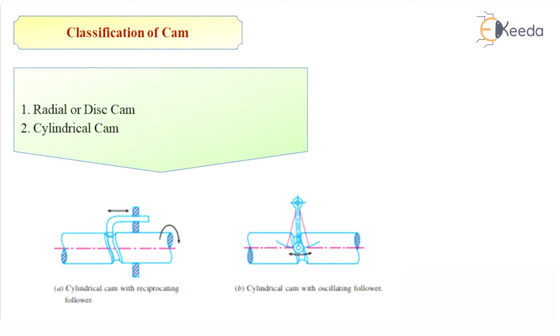Now the next classification of cam is a radial or disc cam and cylindrical cam. If you can see in the first figure, a cylindrical cam is shown and the follower is having the reciprocating motion, whereas in the second figure a cylindrical cam is shown where the follower is going to have an oscillatory motion. Radial cams are generally the cams which are circular in nature, the figures for which we had already seen in the earlier section. Thank you.